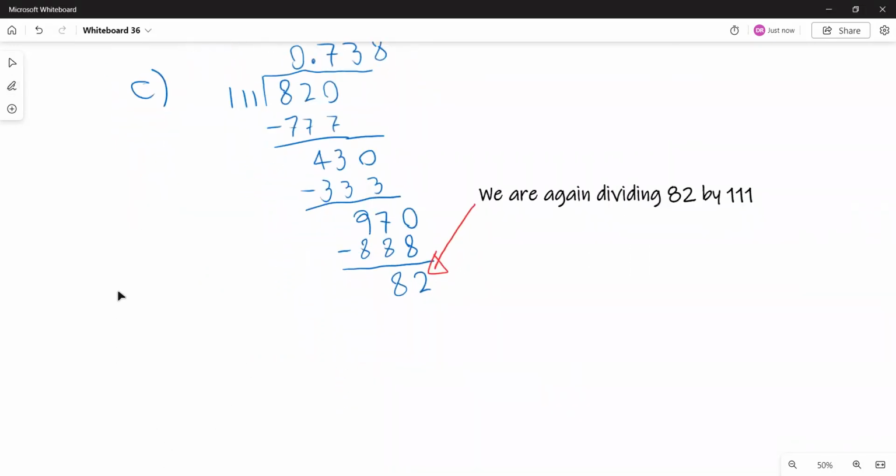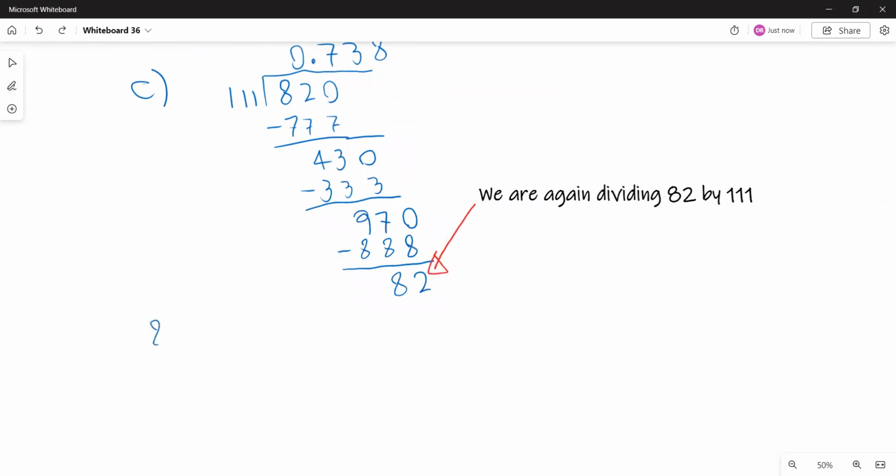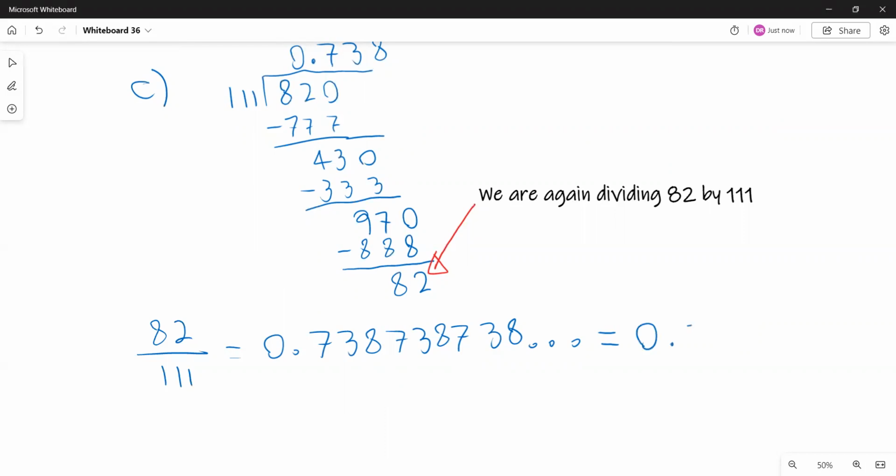So one way to write 82 over 111 in decimal form is 0.738, 738, 738, and that sequence will keep repeating. You can indicate the repeating part with a bar on top.